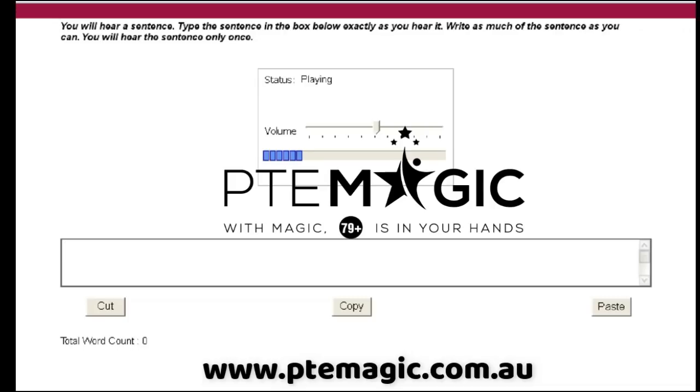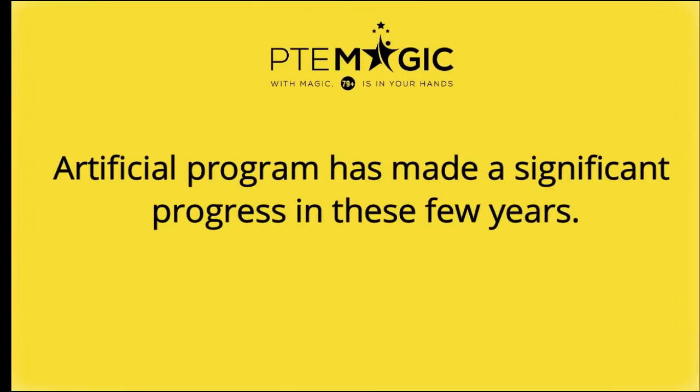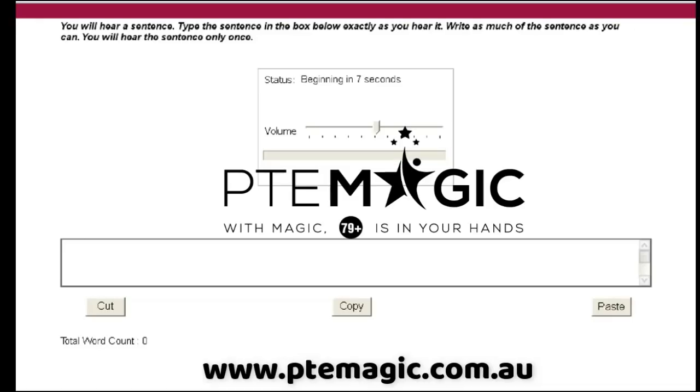Artificial program has made a significant progress in these few years.